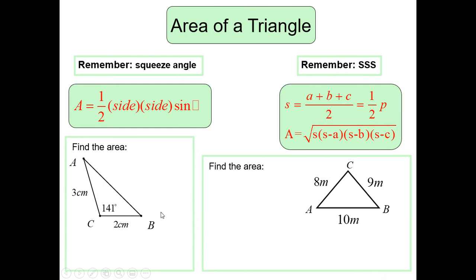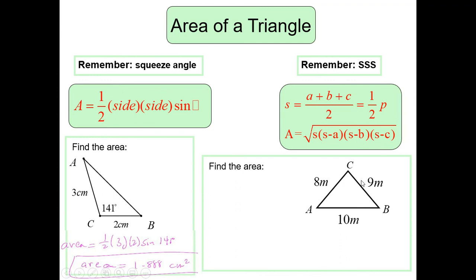Area of a triangle. Okay. If I have area equal to 1/2 sine of the angle in between those two sides. Okay. And if we have three sides, then we can use Heron's formula using this semi-perimeter, which is half the perimeter. So we'll use this first one here. Area is equal to 1/2 times 3 times 2 times sine of 141. And if we plug that into our calculator, we should come up with 1.888 square centimeters.